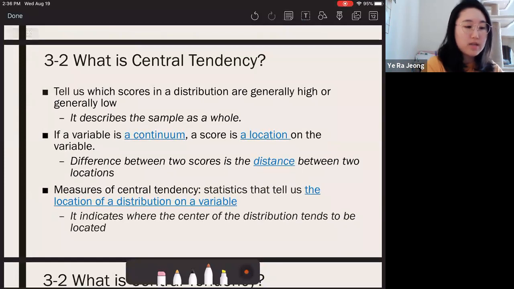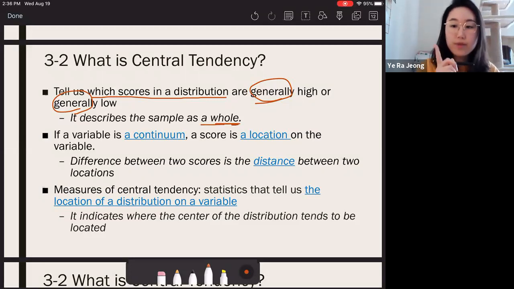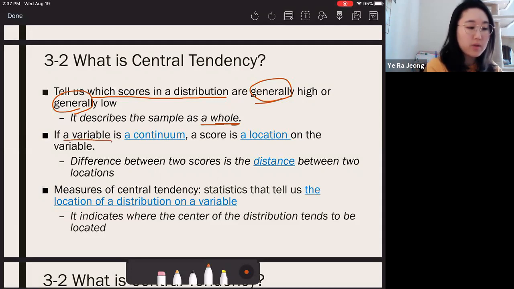Okay. So central tendency tells us which scores in a distribution are generally high or generally low. Because it describes the sample as a whole, you just use one number to describe the entire data. That number becomes the comparison point. We can compare the rest of the scores to that summary score to see, okay, did I score generally high or low? Another way to describe that is if a variable is a continuum.